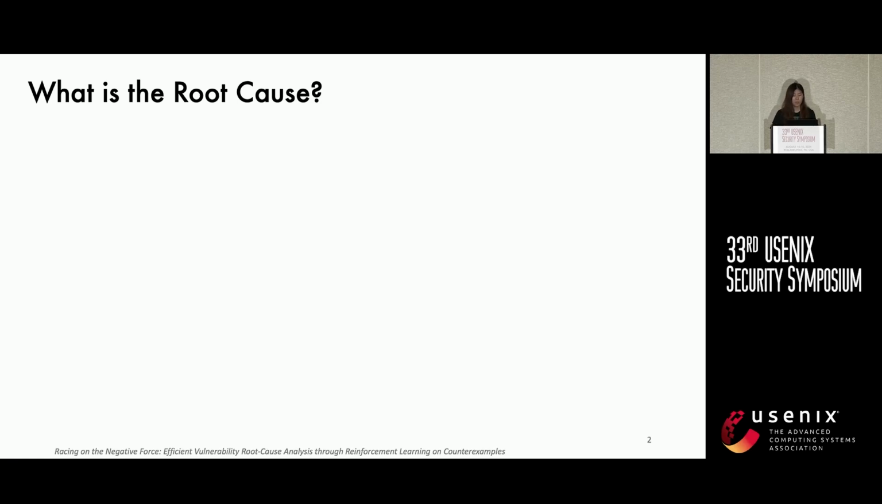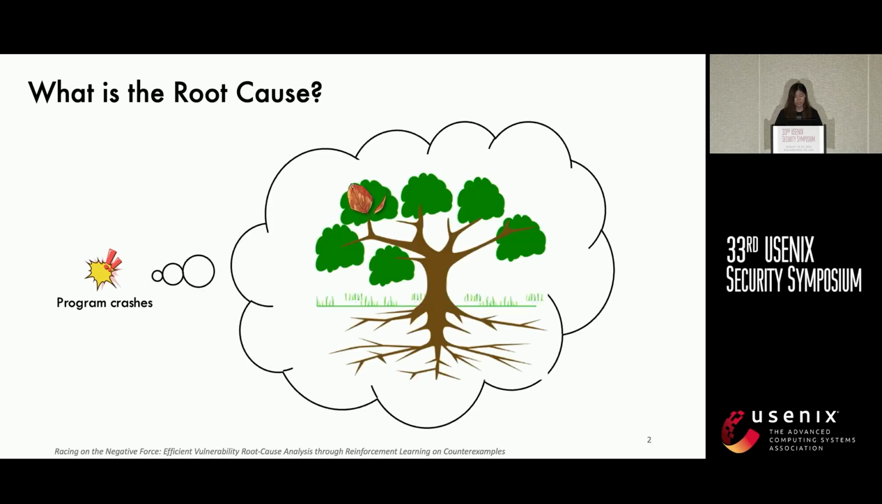Before diving into how we achieve this, let's quickly revisit what the root cause is. When a program crashes, it's easy to spot where the crash happened. However, the true cause is often hidden under many clues, making it difficult to pinpoint. Think of it like a tree. The dead leaf denotes where the crash occurs, but the actual issue lies deep in the root. Our goal is to identify this hidden root cause quickly and accurately.